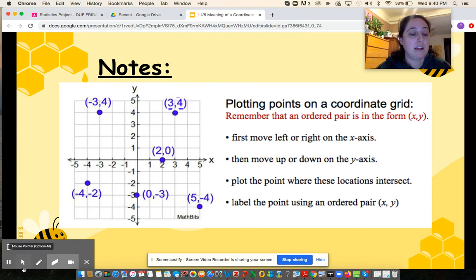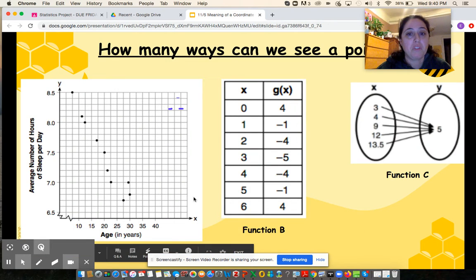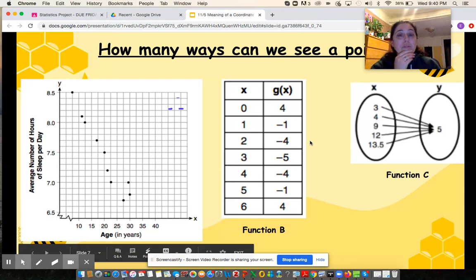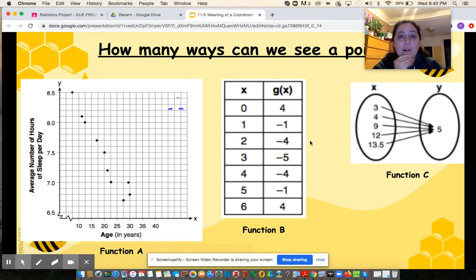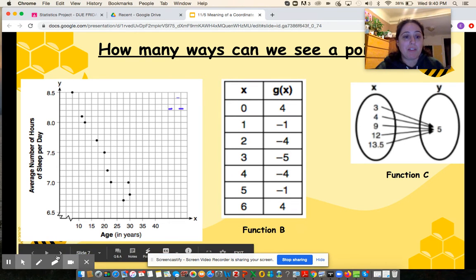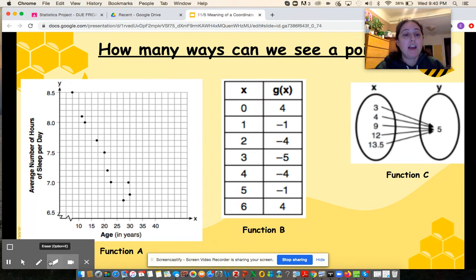Let's go to the next slide real quick. Okay, so how many ways can you see a point? There's one way that we were just talking about that is pretty easy, where the points are just given to you. So the point is here.